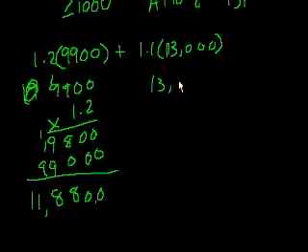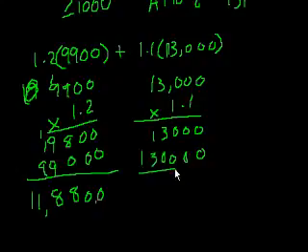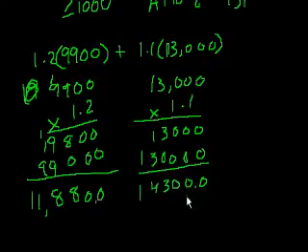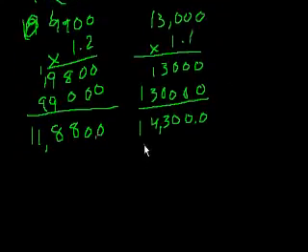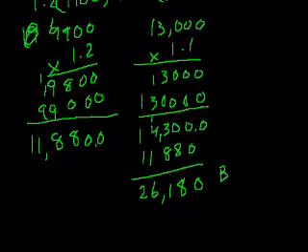So it's 13,000 times 1.1. 1 times 13,000 is 13,000. 1 times 13,000 is 13. And we have one number behind the decimal. So it's 14,300. And if we were to add these two together, if I add 11,880 to this, I get 0, 8, 3 plus 8 is 11, and then 6, 2. So 26,180, and that's choice B. Next problem.